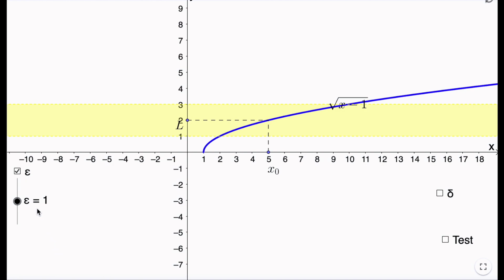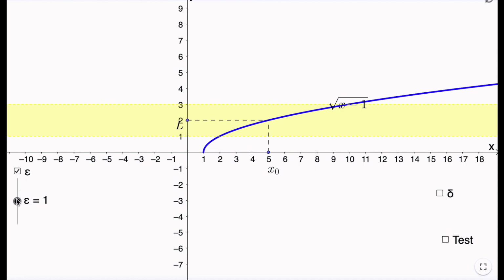If I create a distance of epsilon equals 1, that means on my y-axis, I'm going to have an interval that contains my limit that goes out 1 in either direction. So if my limit's 2, that means I'm going to have a distance of 1 up to 3 and a distance of 1 down to 1. So 2 is going to be in this interval from 1 to 3.